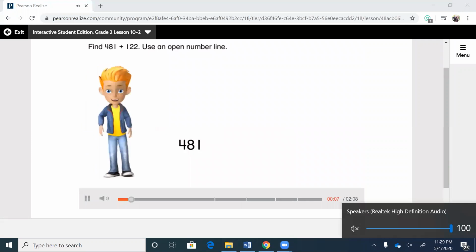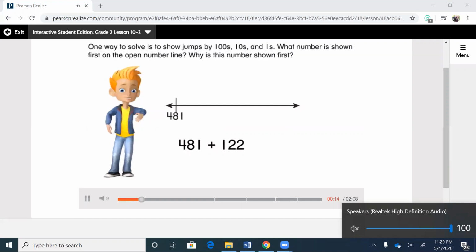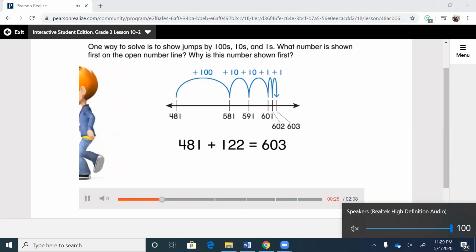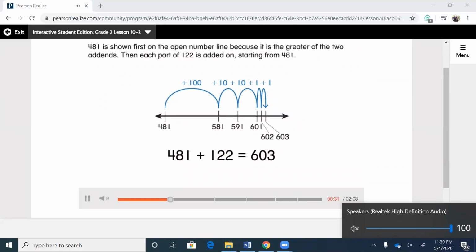Find 481 plus 122. Use an open number line. One way to solve is to show jumps by hundreds, tens, and ones. What number is shown first on the open number line? Why is this number shown first? 481 is shown first on the open number line because it is the greater of the two addends. Then each part of 122 is added on, starting from 481.